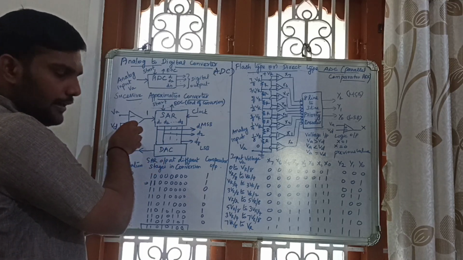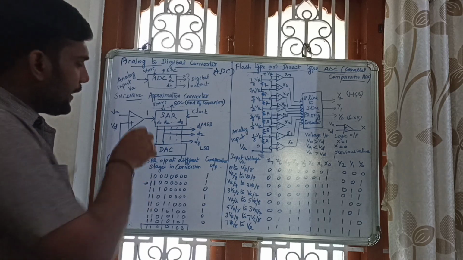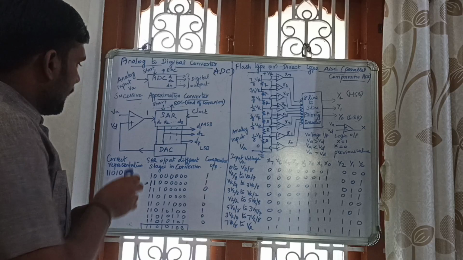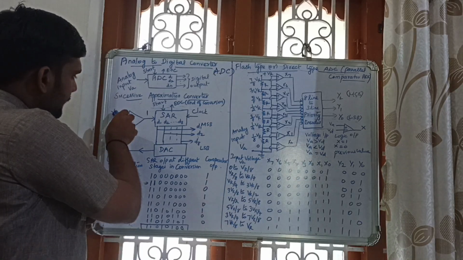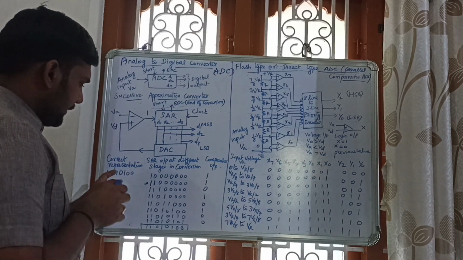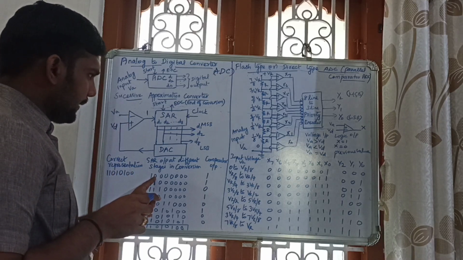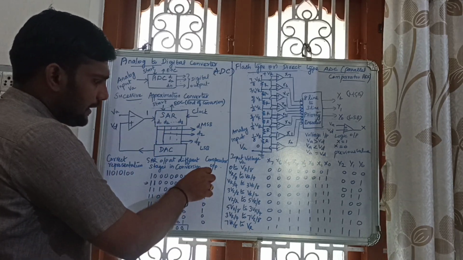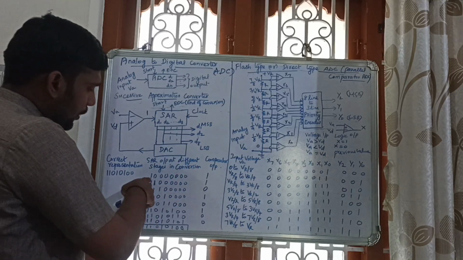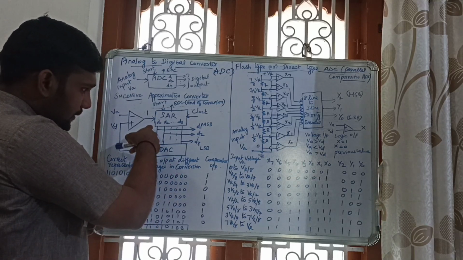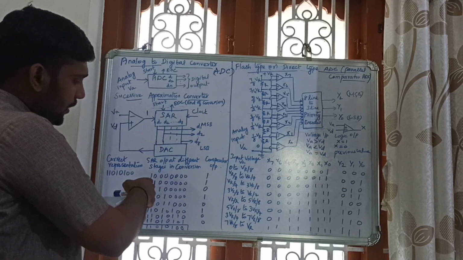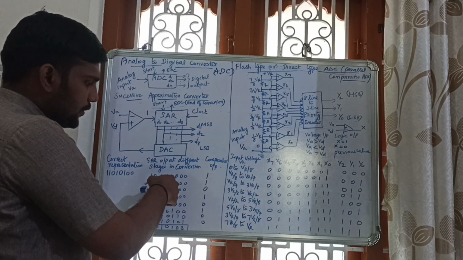which is VD. That VD is given to the non-inverting terminal of the operational amplifier. Already the analog input is given. Now VA and VD are both compared. If VA is greater than VD, the comparator output will be 1. If the output is 1, that bit will be kept as it is, and it will make the next bit as 1. So the digits will be 1 1 0 0 0 0 0 0.